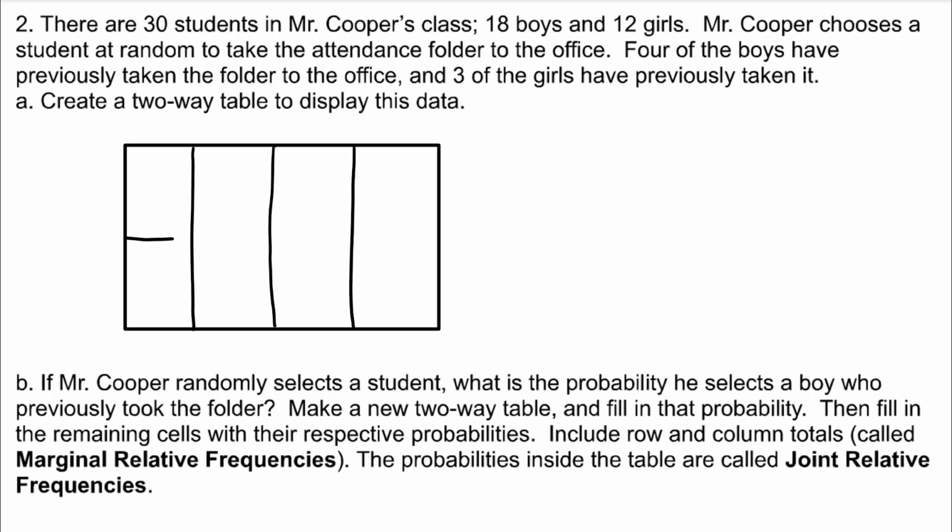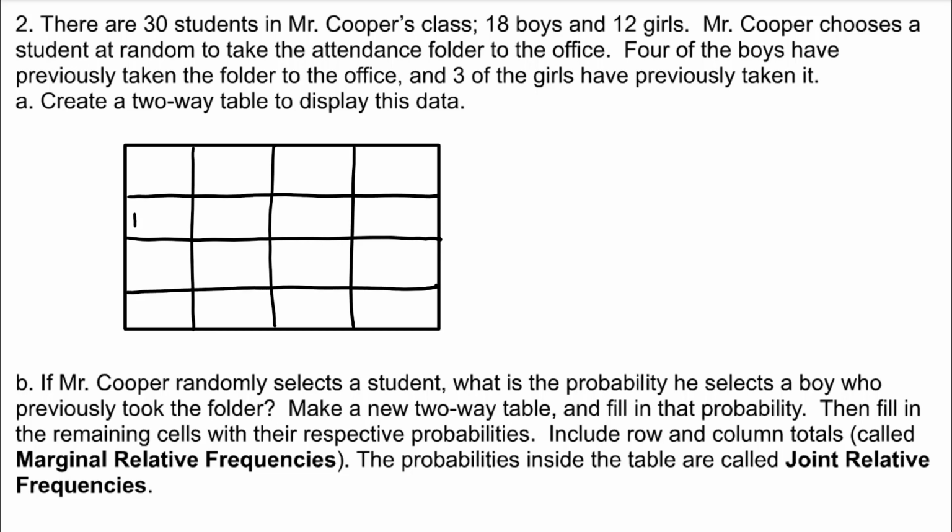The rows will represent one event and the columns will represent the other. Each event is split into its options, so we either have boys in the class or girls in the class. For the columns, we either have a student that has taken the folder or has not taken a folder. And for the bottom row and the right-hand column, we're going to add all the numbers up to get totals.